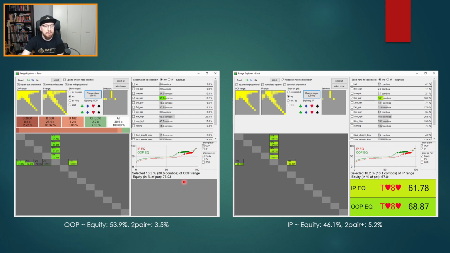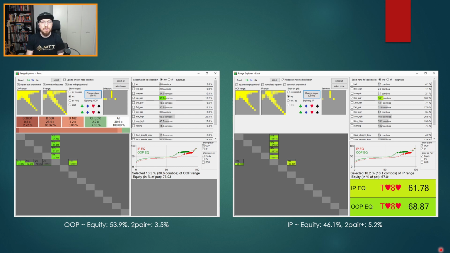So in terms of two pair plus, you can see out of position at only 3.5%, and then in position has 5.2%. So you would think that given that the in position player has more really, really strong hands, we would do a lot more checking. But don't forget that we have higher equity here.